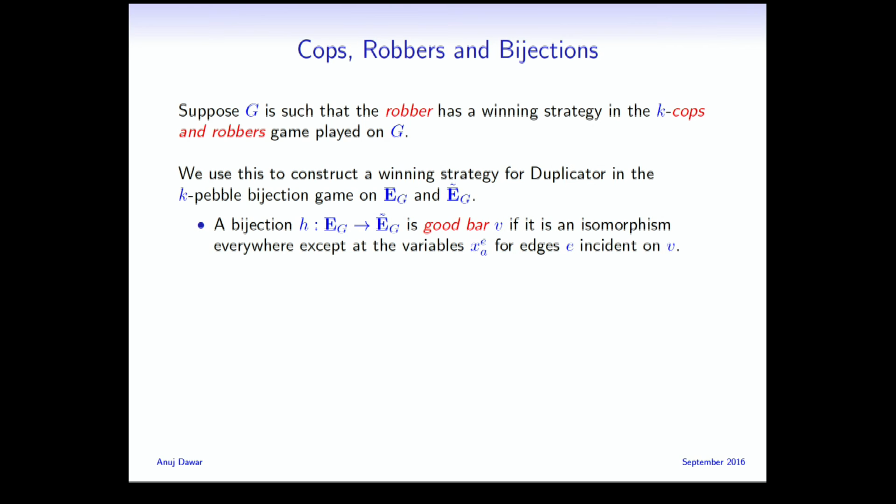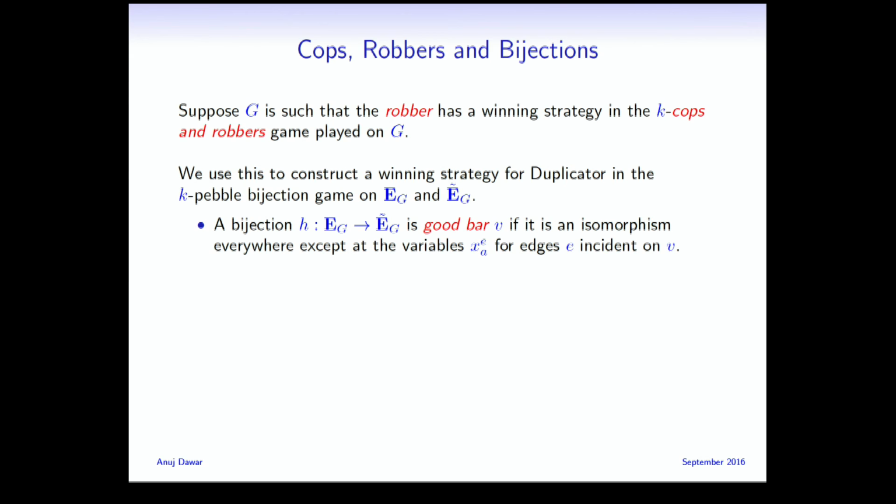At any point, we have k pebbles placed on these two systems of equations. And let's say a bijection between these two systems is good for a vertex v in the graph G if it's an isomorphism everywhere except for the variables which correspond to edges incident on v. So the point is, remember, we constructed these two systems of equations which were the same except at one vertex. You can define a bijection which is an isomorphism except at that one point in the graph.